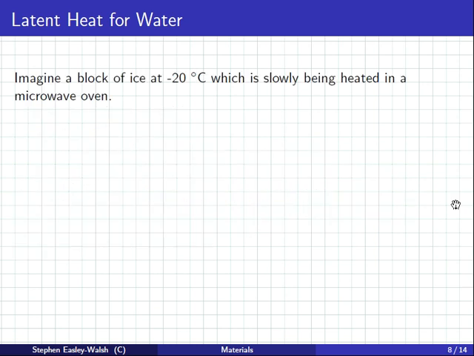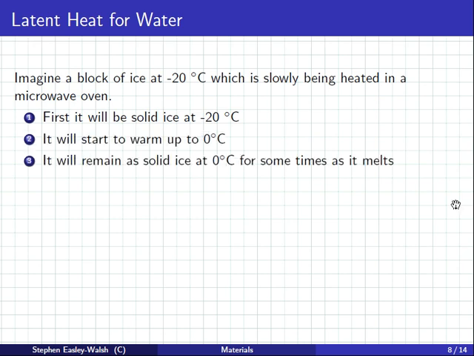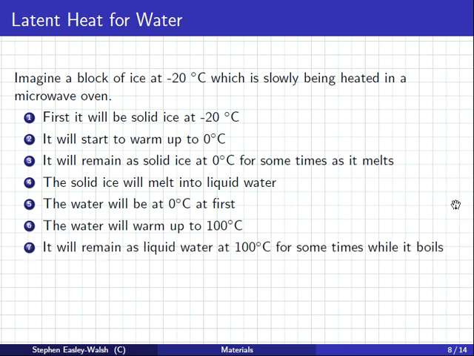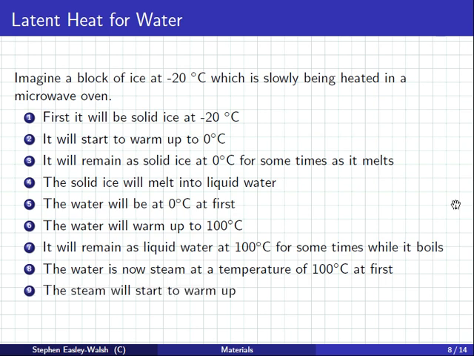So, just to be clear, imagine a block of ice that's at -20 and you put it in a microwave. What will happen? Well, first it'll be at -20, right? And then it will increase to 0. But it's still solid at 0, still ice, until it melts. And then it will become water. But what temperature will the water be? It will be 0 at first. Then what happens? It will warm up to 100. It will still be a liquid at 100 until it boils. And then it will become steam at 100. And then the steam will start to warm up if it doesn't leave the microwave.